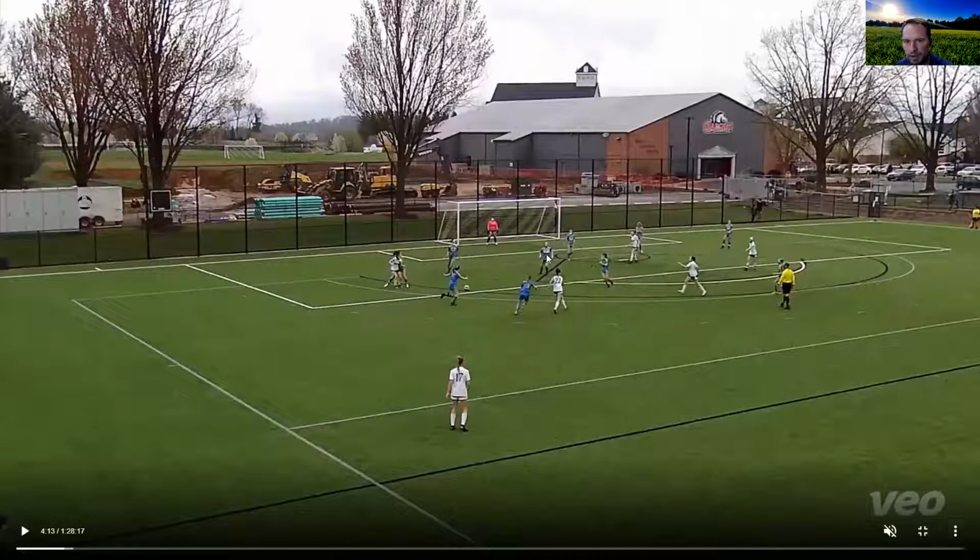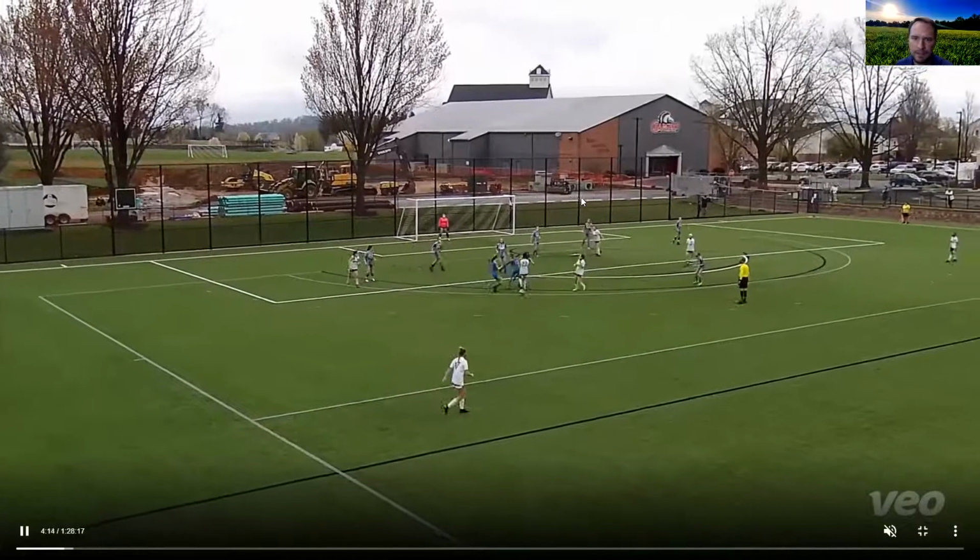Everyone, look how many there are. 1, 2, 3, 4, 5, 6. 6 players are going to converge on one player, number 22. If 17 had gone there, she would have had another option. So it gets dropped, ball gets cleared out.